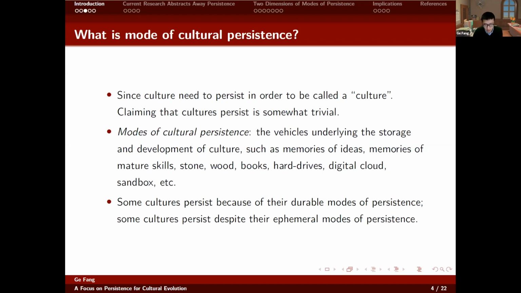Now, the question of whether a culture persists or not is not a very interesting question, because for something to be called a culture, it must have some mechanism to ensure its persistence. But there is an interesting question about how much the modes of cultural persistence contribute to or undermine a culture's persistence, inheritance, and evolution. By modes of cultural persistence, I mean the vehicles underlying the storage and development of culture. Some cultures persist because of their durable modes of persistence, and other cultures persist despite their ephemeral modes of persistence.